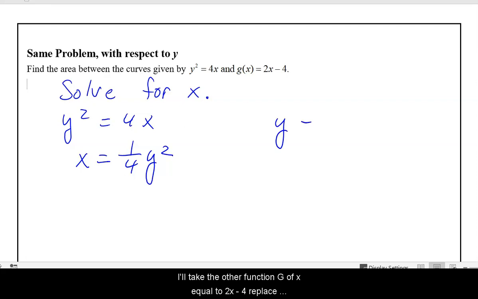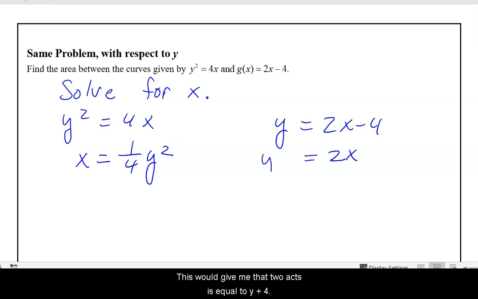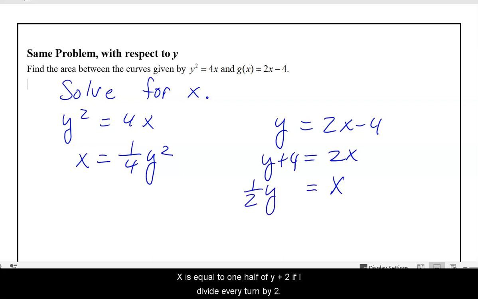I'll take the other function, g of x equal to 2x minus 4, replace function notation with y, and then solve for x. This would give me that 2x is equal to y plus 4, or x is equal to 1/2 of y plus 2, if I divide every term by 2.